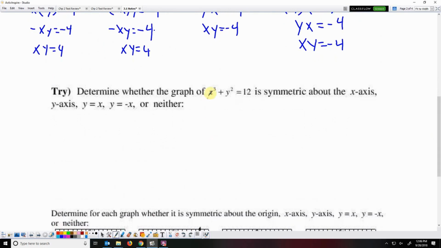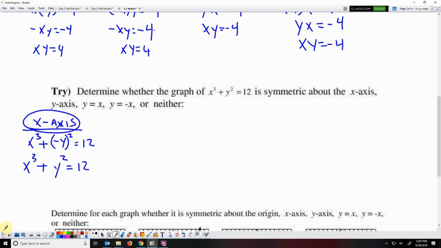Okay, we're going to do the same tests for x cubed plus y squared equals 12. So checking for symmetry about the x-axis. For x-axis, we check the opposite of y. So x cubed plus the opposite of y squared equals 12. If I square a negative, it becomes a positive. So the opposite of y squared, or negative y squared, is the same as positive y squared. And mathematically, I was just able to make that match the original equation. This does have symmetry about the x-axis.